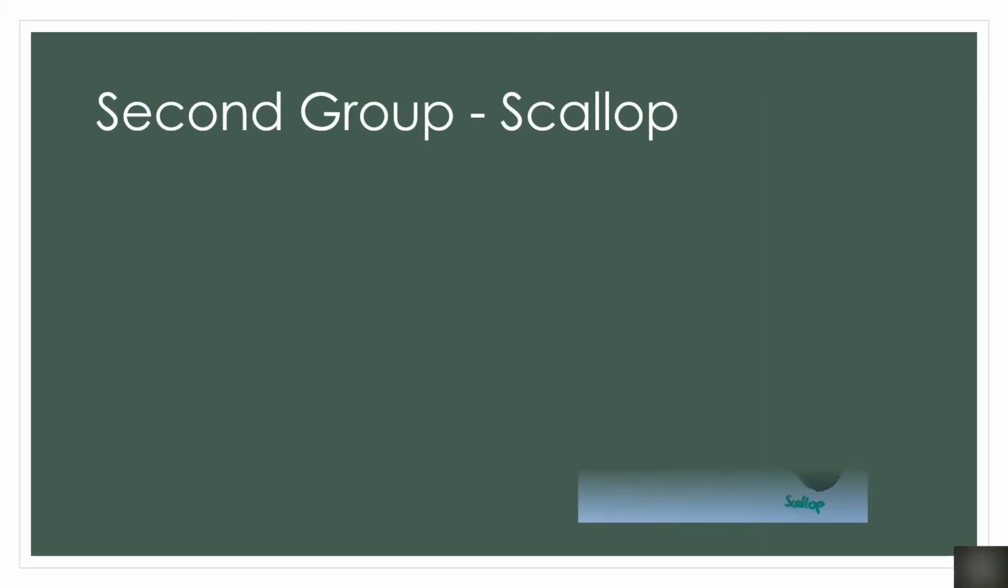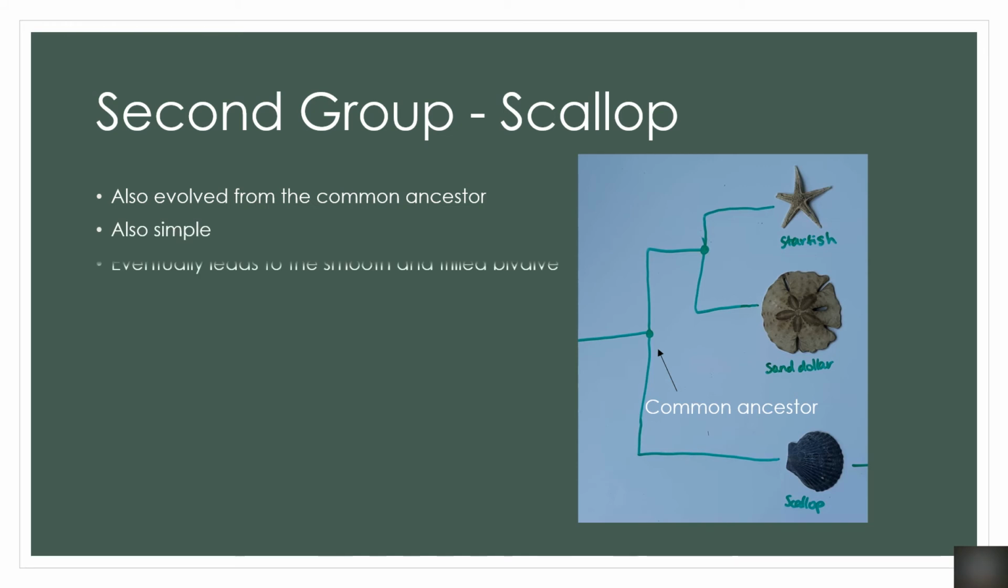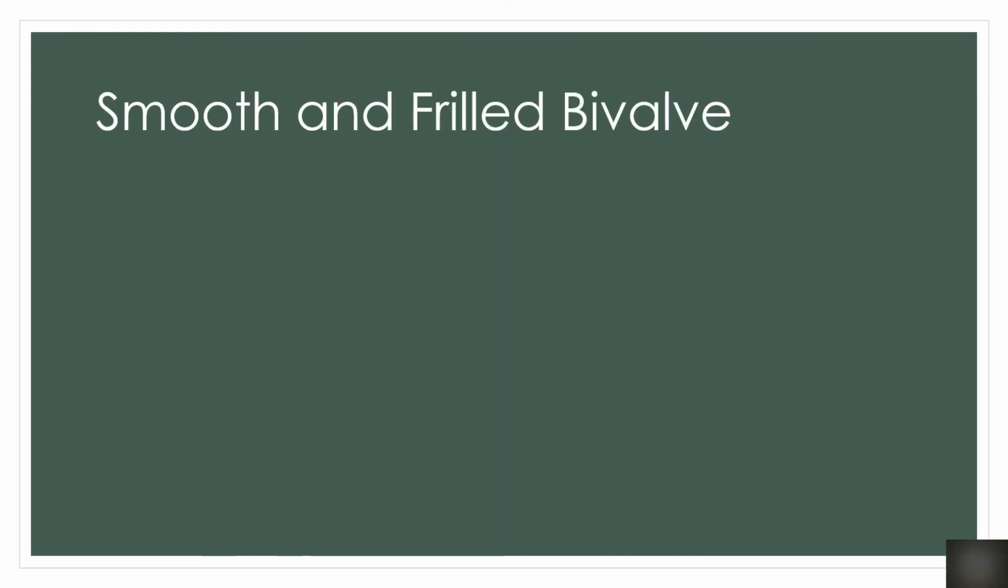The second group I want to talk about is the scallop. This also evolved from a common ancestor that the coral, starfish, and sand dollar evolved from. The scallop is also simple and it leads into the smooth and frilled bivalve. The smooth and frilled bivalve both had the scallop as their most recent common ancestor.